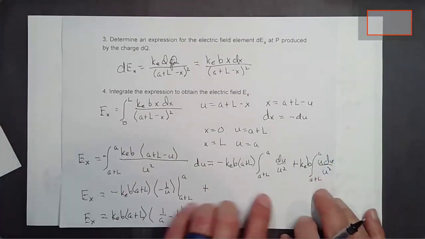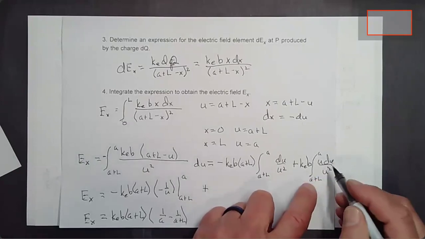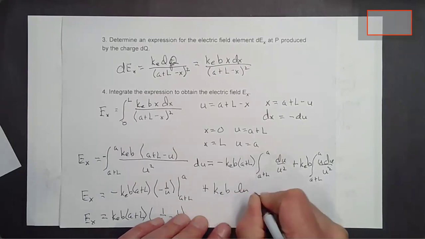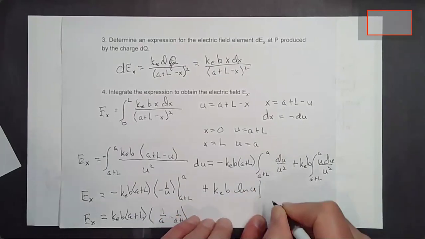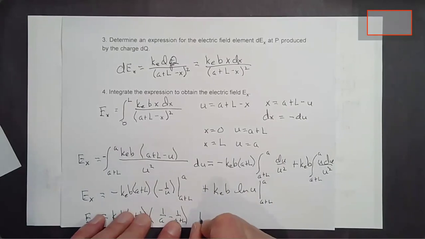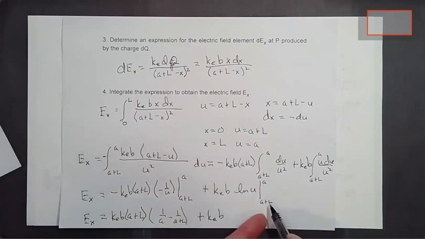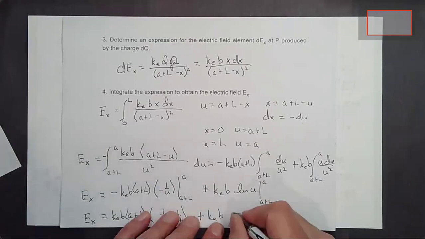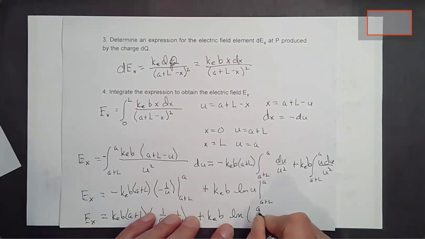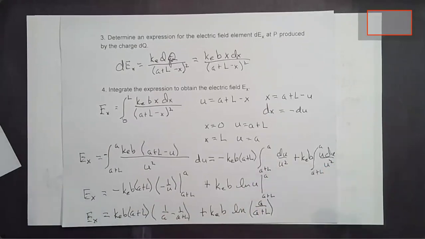Okay, and then this integral here, there's a u up top and a u squared down, so that's du over u, which will integrate as, I've got k sub e b as the natural log of u evaluated at a plus L and a, which will become k sub e b times the natural log of a minus the natural log of a plus L. When you have the difference of two natural logs, it's actually the natural log of a divided by a plus L. And so that's what this one happens to be.